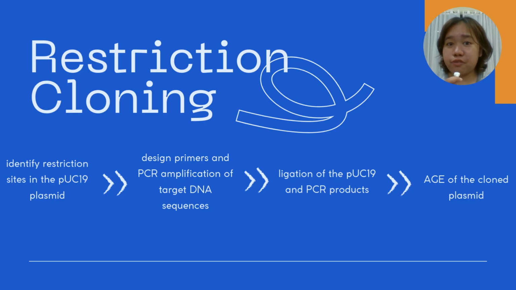Now let's talk about the different cloning techniques that we did in class. So first up is the restriction cloning, which utilizes restriction enzymes to cut the vector or backbone plasmid and insert our target DNA sequences. So it starts with identifying restriction sites of our restriction enzymes, and then we design primers for our target DNA sequences according to these restriction enzymes, and then we amplify it using PCR. And then the PCR products and the vector plasmid will be ligated together, and then the resulting clone plasmid will undergo AGE to verify its content.